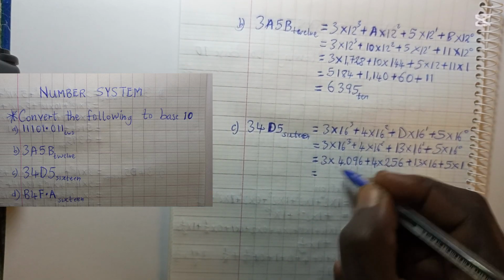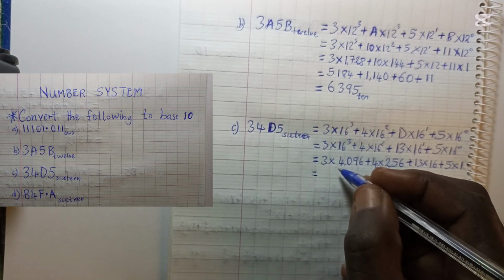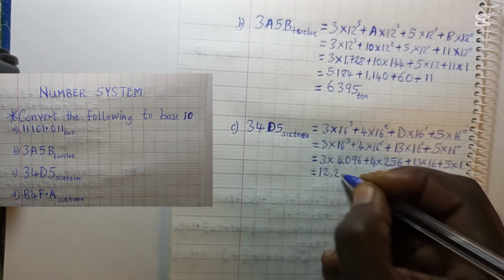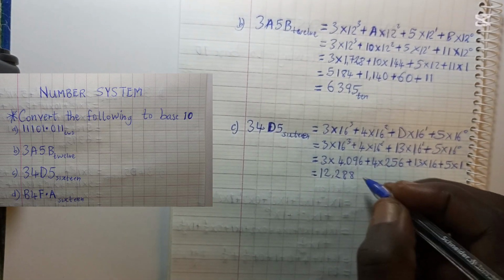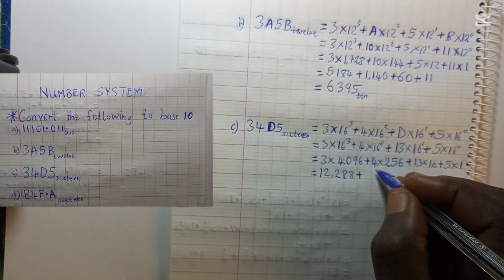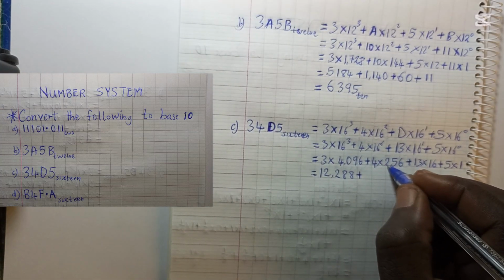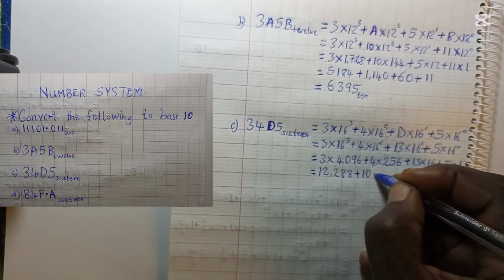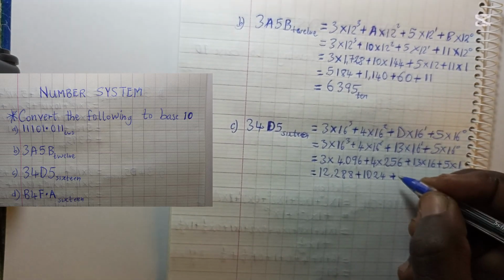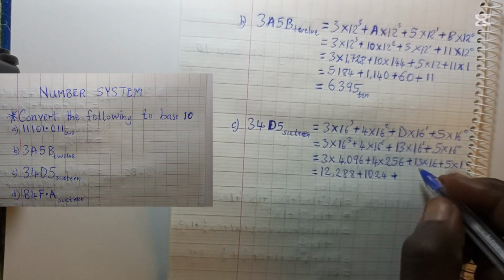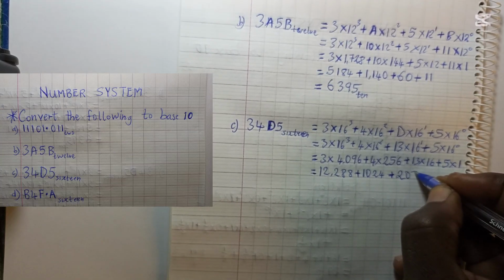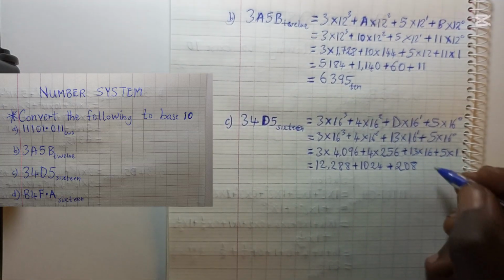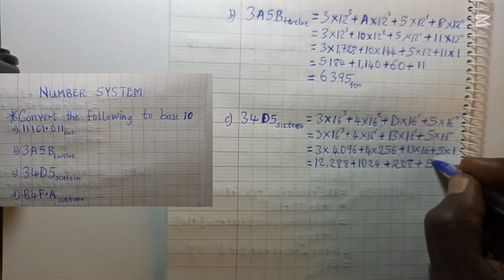So 3 times 4096 will give us 12,288. 12,288 plus 4 times 256 will give us 1,024. 1,024 plus 13 times 16 will give us 208. 208 plus 5 times 1 will give us 5.